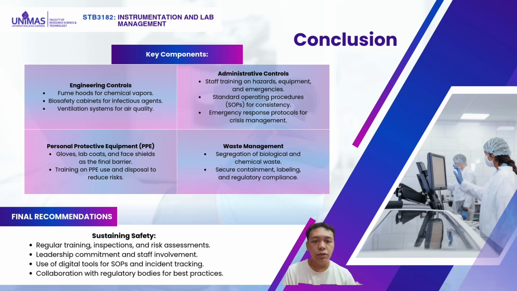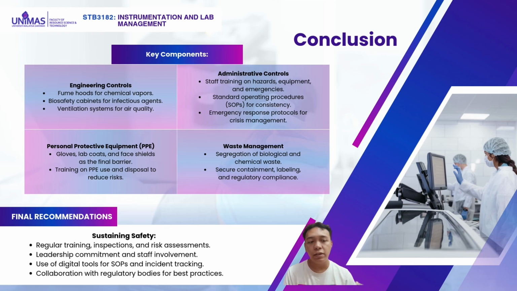To sum it all up in a conclusion, comprehensive laboratory safety protocols ensure the well-being of personnel, protect the environment, and uphold scientific integrity. Key measures include engineering controls, administrative controls, personal protective equipment, and waste management. Engineering controls such as fume hoods, biosafety cabinets, and ventilation systems minimize exposure to hazardous substances. Administrative controls focus on systematic safety management, including staff training, standard operating procedures, and emergency response protocols to ensure consistent and safe practices. PPE serves as the last line of defense, with gloves, lab coats, and face shields protecting against chemical splashes and infectious agents.